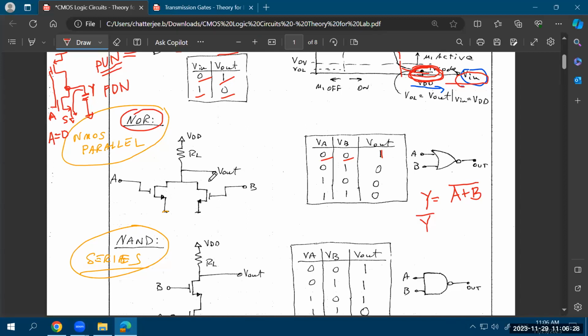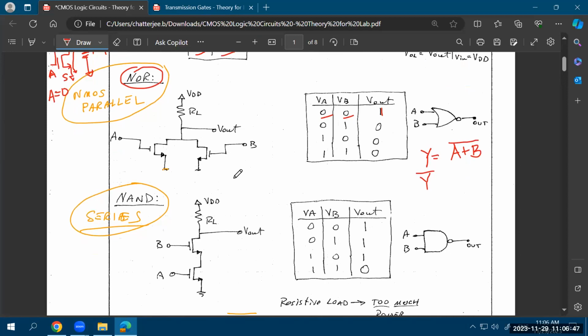You try to design your pull down network first, the part that makes your output 0, and you make sure that circuit is designed using NMOS. We'll discuss later why you want to design it with NMOS. But right now, let's just assume that you always design your pull down network with NMOS and your pull up network always with PMOS if you want to make it a CMOS logic. Why is it called CMOS logic? Because it's complementary MOS: if the pull up network is designed with PMOS, the pull down network will be designed with NMOS in a dual way. That's why it's called complementary MOS, or CMOS logic.